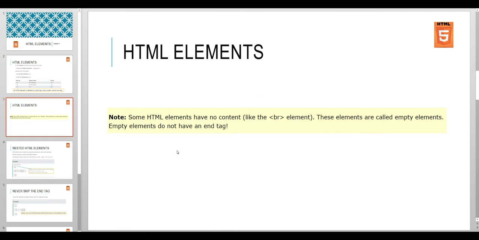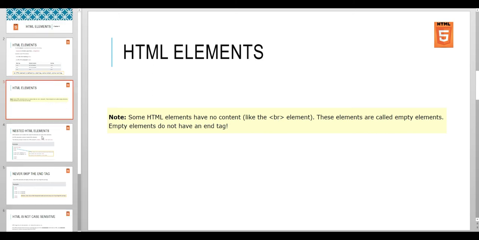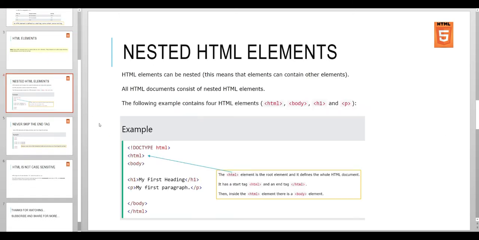Okay, right. As we just saw, some HTML elements have no content, like this tag br. These elements are called empty elements, and empty elements do not have an end tag, right? So br is an example of an empty element. Okay, so next let's move to the next slide.